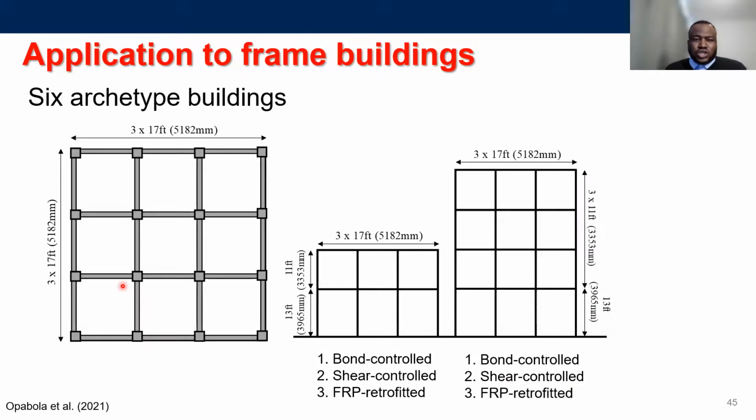So I'm going to basically rush through the building part of it. Sorry, because time is far spent. To demonstrate the applicability of these models, we looked at various archetype structures, 6 archetype structures actually, 2- and 4-story buildings, which were bond controlled, shear controlled, and we also looked at FRP retrofit. So we developed a nonlinear model for these buildings using OpenSees, using the calibrated hinges to capture the behavior based on assumed reinforcement detailing for the columns and the beams as well as the joints.